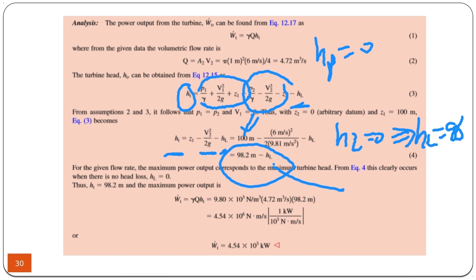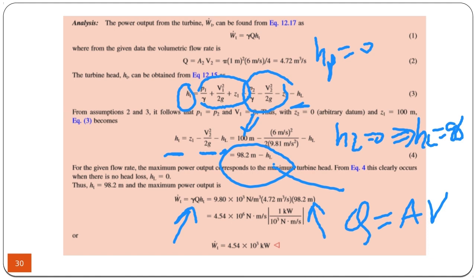If you assume that losses are 0, then the turbine head is 98. You just put the numbers in. Gamma is 9,800. Q is A times V. And the head is 98.2 meters. Then you get the power of the turbine to be 4.5 times 10 to the 3 kilowatts, or 4.5 megawatts.